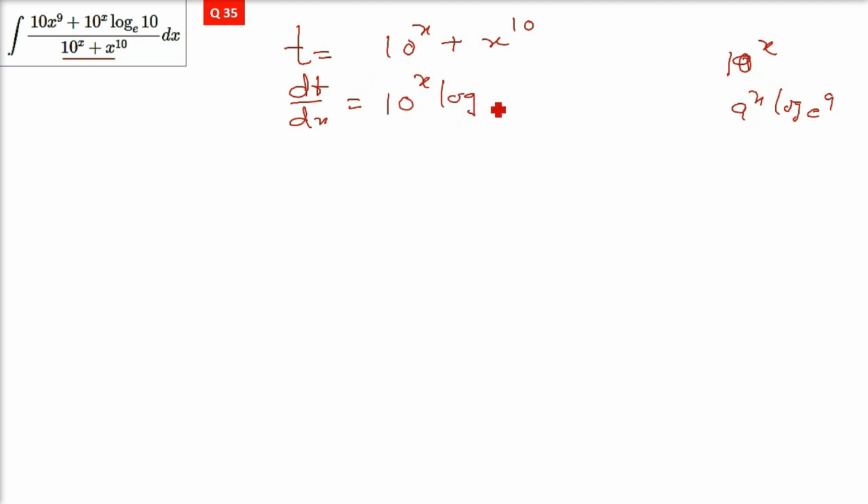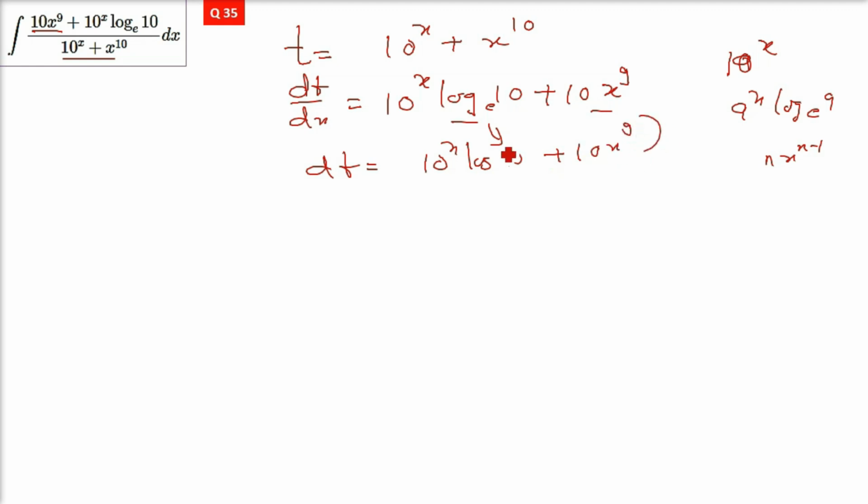So 10 raised x log base e 10 plus, for x raised power 10, it is n x to the power n minus 1. Wherever n is there, just write 10. So 10x to the power 9. So you have this result. Now what do you see? The numerator and denominator and this result are exactly similar. So you can just replace this whole numerator with dt. When you take this content and multiply it by dx, which is coming from the denominator of the left hand side, you'll get dt. So dt, the denominator is t, again the same result, log modulus of t plus constant of integration.